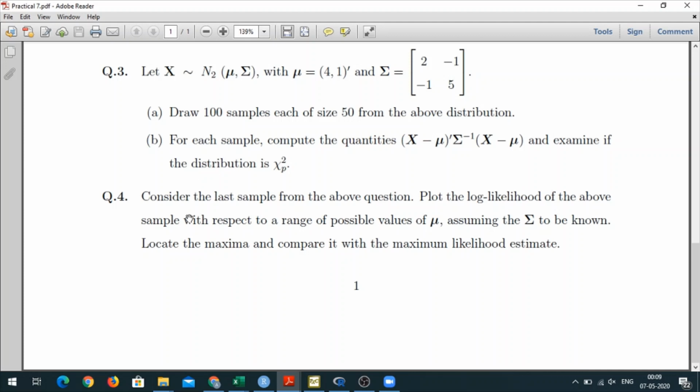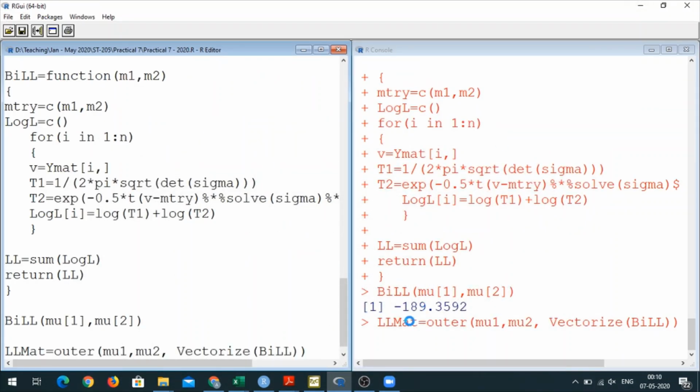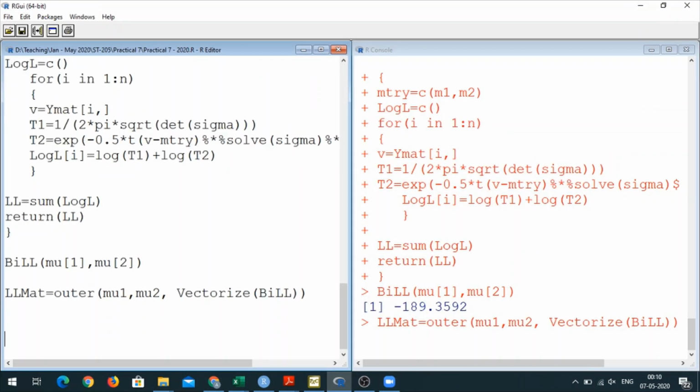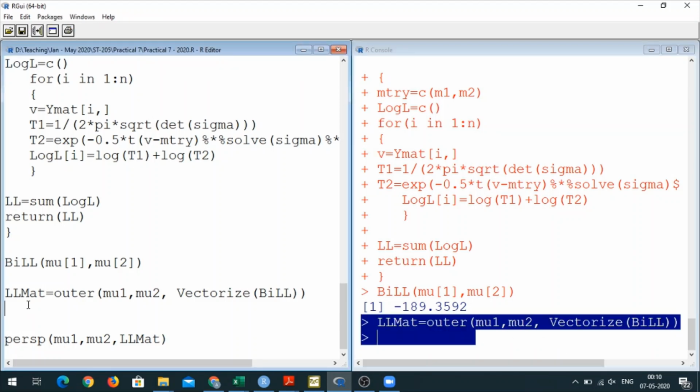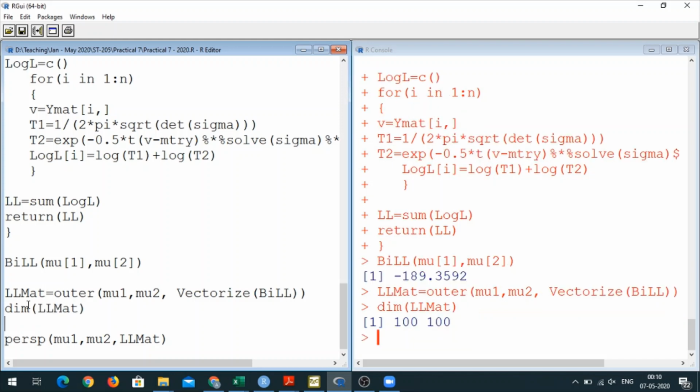Plot the log likelihood with respect to a range of possible values of mu, assuming sigma to be known. So we are computing the log likelihood. Once it is computed, we will plot it. For plotting, what we need is persp, then we need mu1, mu2 and the z matrix, LLMAT. Let us check the dimension of LLMAT, 100 cross 100.